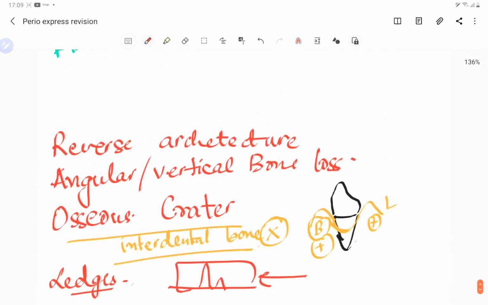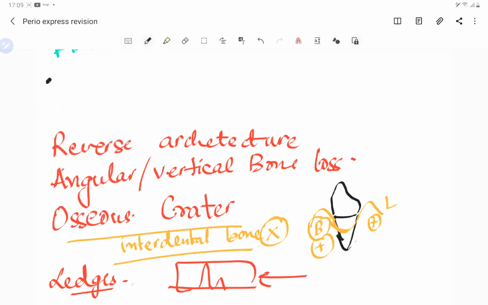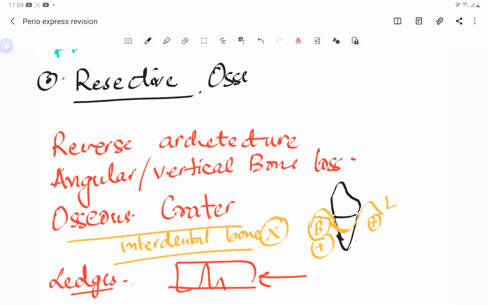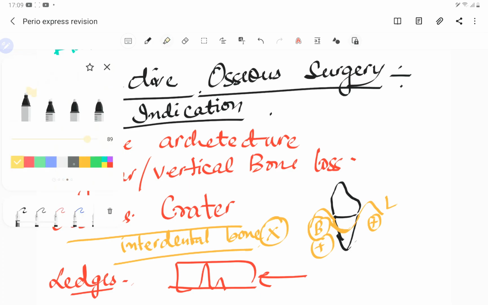So we were talking about the situations wherein we can do the resective osseous surgery, guys. All the situations wherein we can do the resective osseous surgery, these are the kind of indications wherein we have to go for the resective surgical procedure. What are the indications for it, you can say. So reverse architecture is one indication.